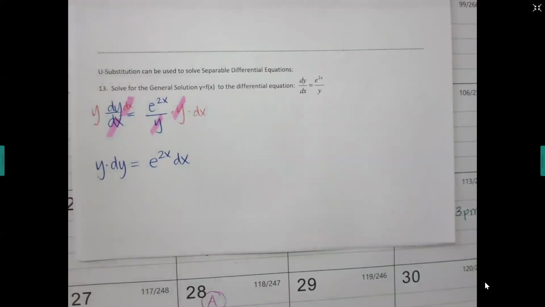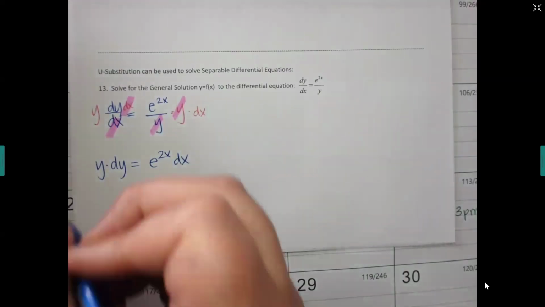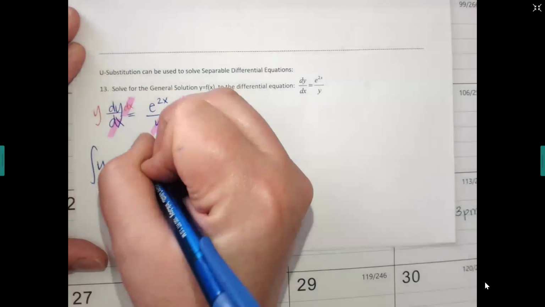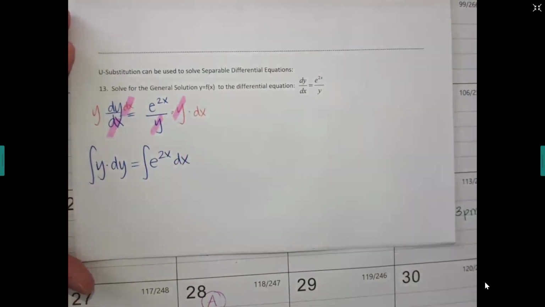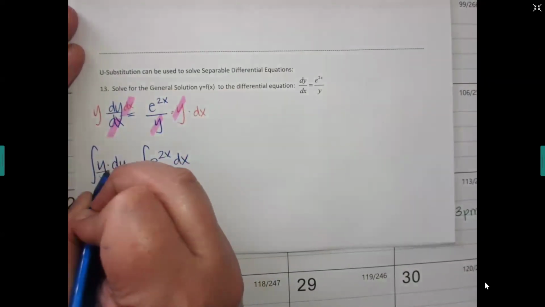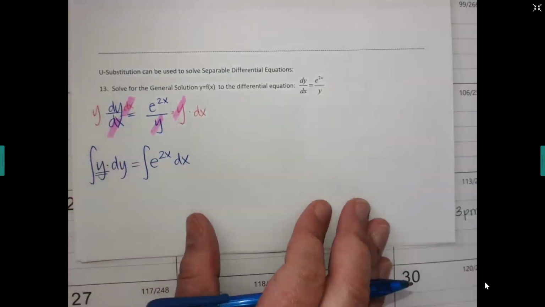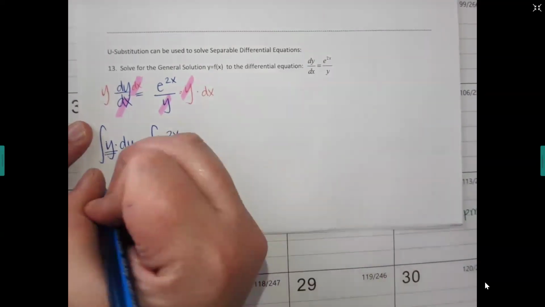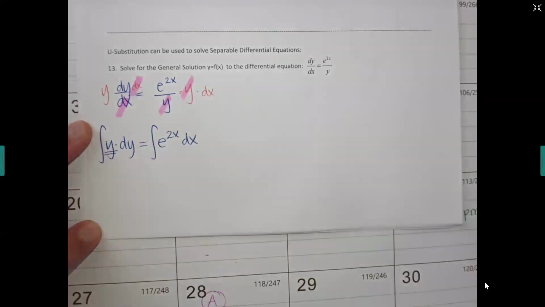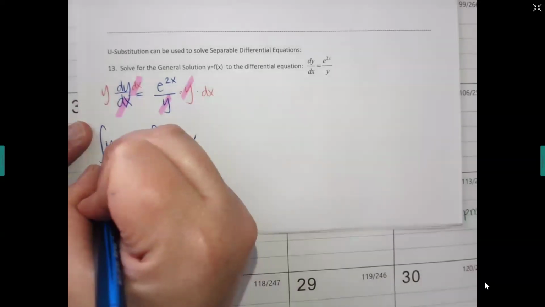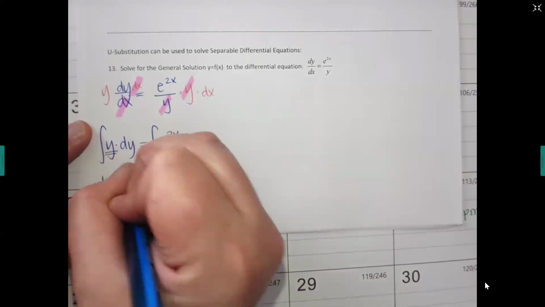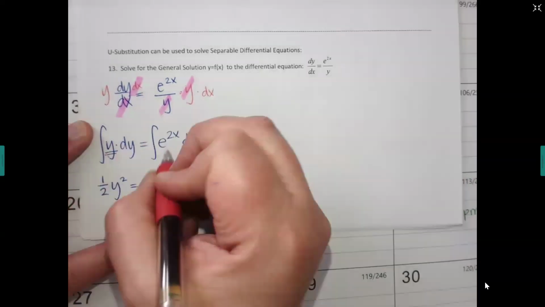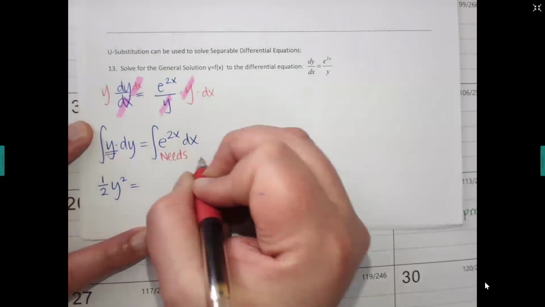Take the antiderivative on both sides. And now for this note, at least one side is going to require U substitution. Okay, if I'm integrating just a y by itself, does that need U sub? No, because there's nothing inside anything else. What is the antiderivative of y? Up the power, then divide. 1/2 y squared.